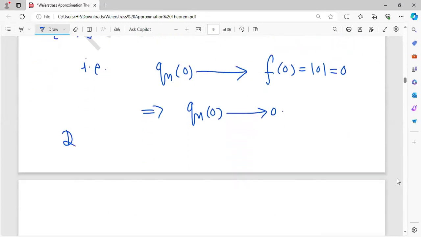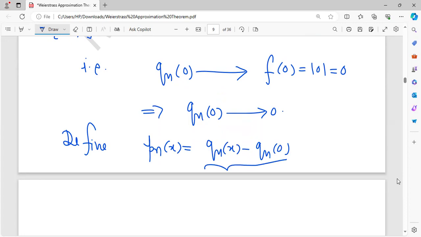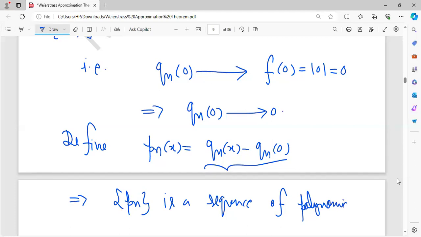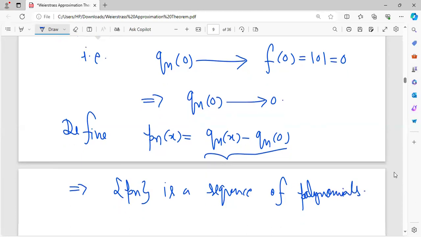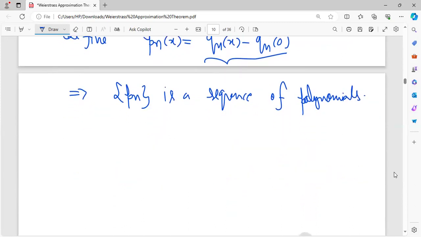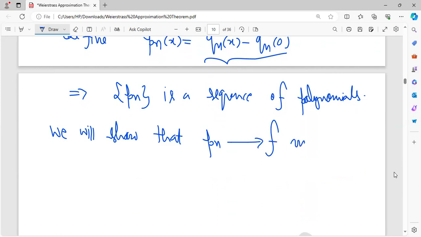Now define P_n(x) = Q_n(x) - Q_n(0). Now Q_n(x) is a polynomial and Q_n(0) is a constant. This implies P_n is a sequence of polynomials. Now we will show that P_n converges to f uniformly on [-a, a].